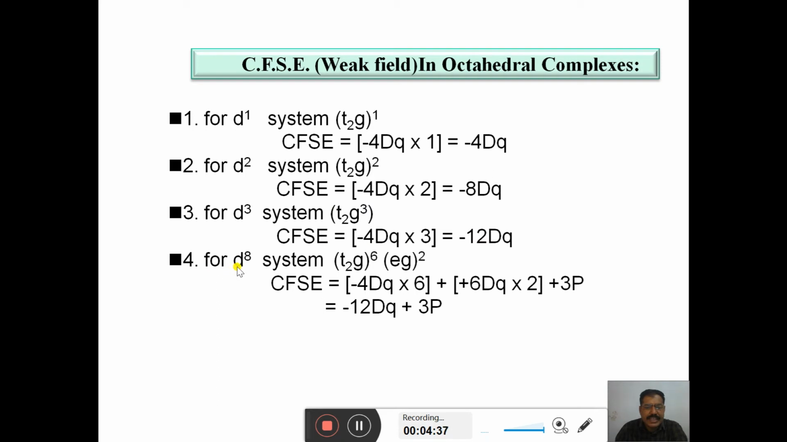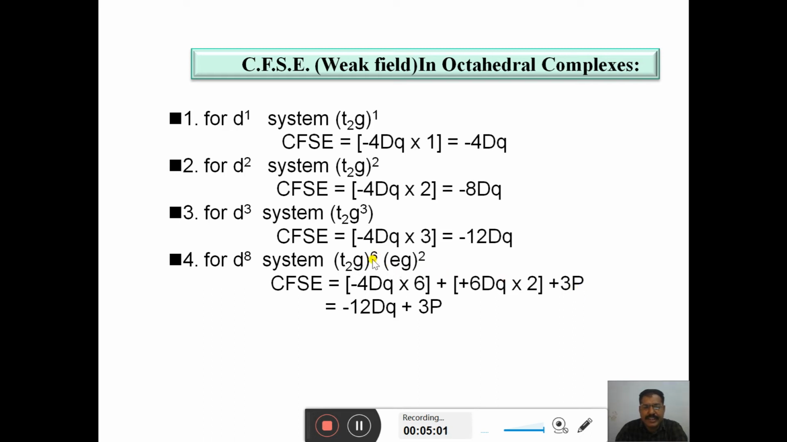Now for the d8 configuration, we distribute the electrons in the eg and t2g levels as t2g6 and eg2. CFSE is equal to minus 4 Dq times 6 electrons from the t2g level, plus 6 Dq times 2 electrons from the eg level, and plus 3P. 3P means P for pairs.